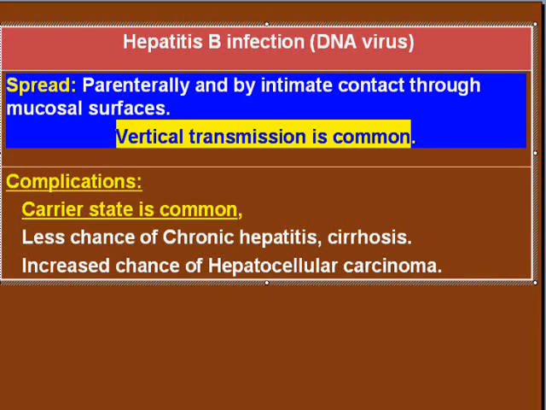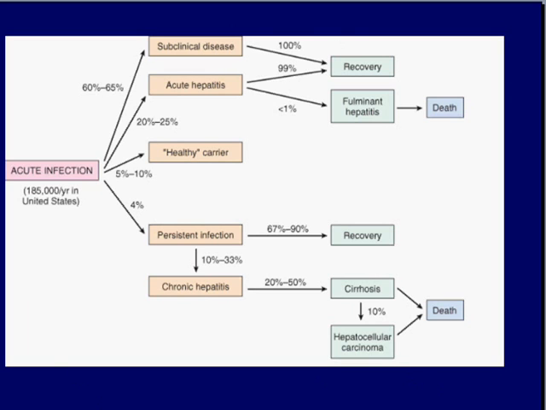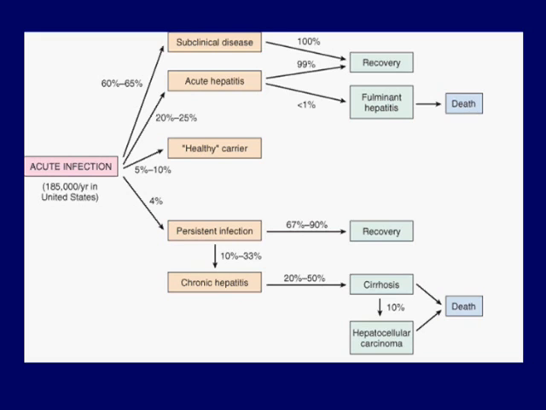And this is a chart that shows the various sequel of or outcome of the hepatitis B virus. You can see the approximate number of the person who are infected in the United States, but still remember that this hepatitis B virus infection is more common in the Asian countries like China, India and other South Asian countries. 60% cases can produce a subclinical disease which can produce a recovery. Some patients produce acute hepatitis which can produce a fulminant hepatitis.